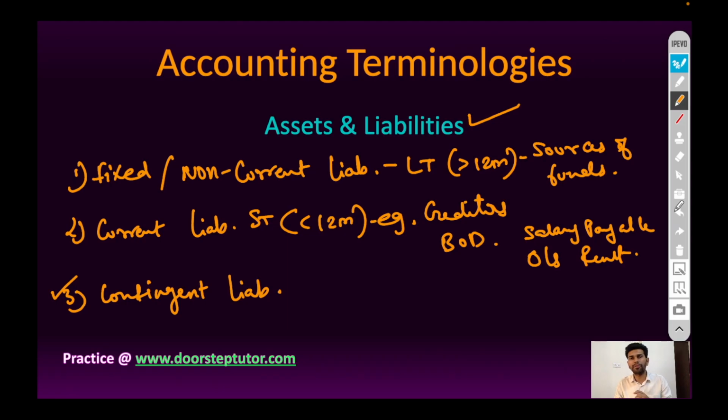So there are three types of liabilities: fixed liabilities, which is also called as non-current liabilities, which is long-term in nature. Current liabilities are short-term in nature, and contingent liabilities. Contingent liabilities are not recorded in books of accounts. It is recorded as notes to the accounts.